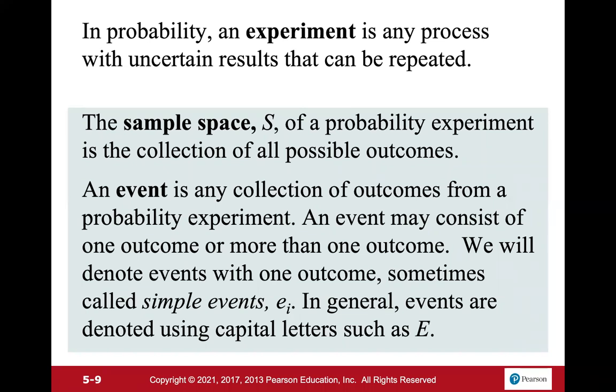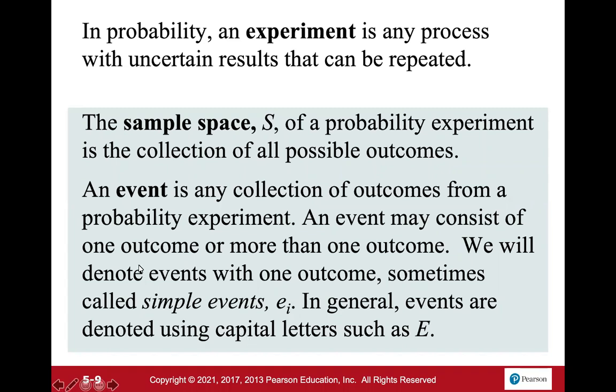If we think of a sample space of flipping a coin, our sample space would be heads and also tails. So that's the two different possibilities that we could possibly have. An event is us flipping a coin and it landing on heads, or us flipping a coin and it landing on tails. So we have two separate events based on that.